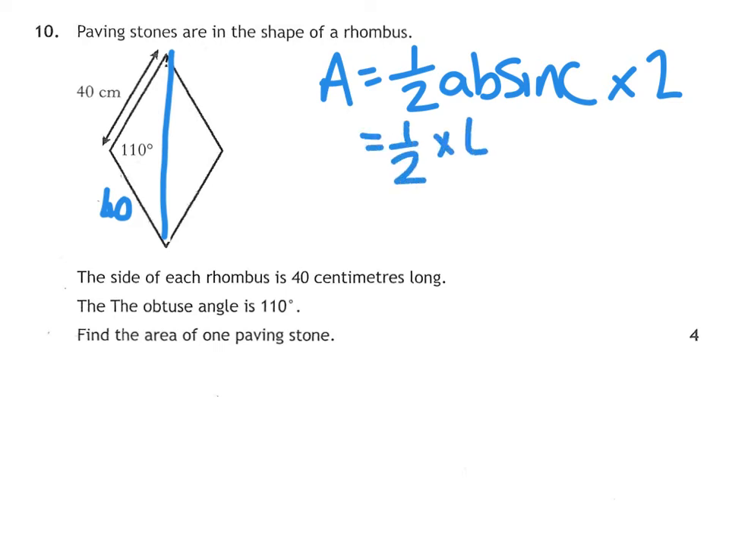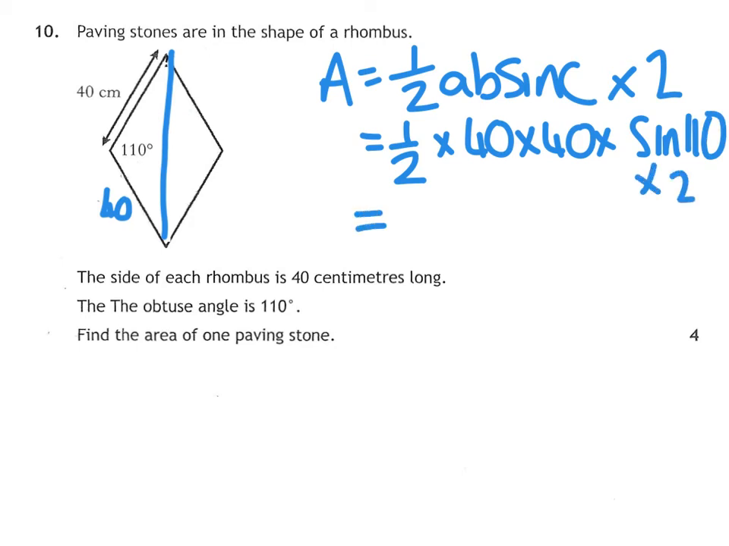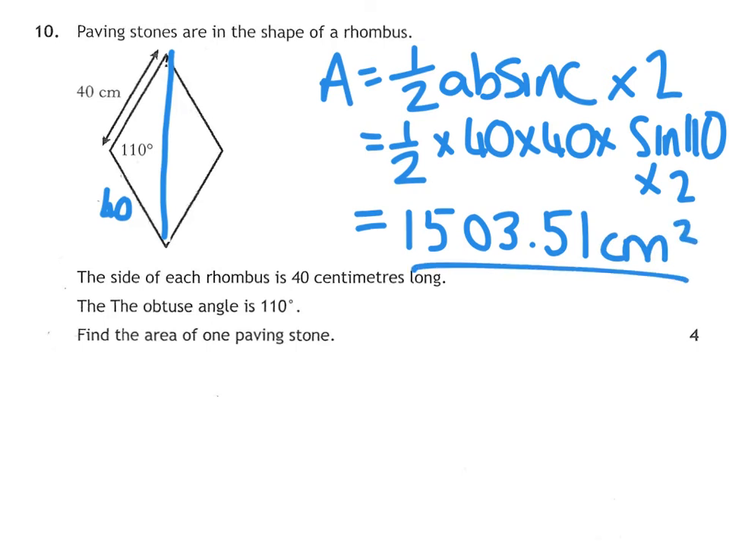So I've got a half of 40 times 40 times sine 110. And then I've got two of them, so I'm going to times it by 2. You might want to do that separately and get the area of one first of all, and then double it at the end, but I'm just going to do it all in one go. And that gives us 1503.51 square centimetres. So it's recognising that a rhombus is just two identical triangles, and area of a triangle with sine rule for that one.